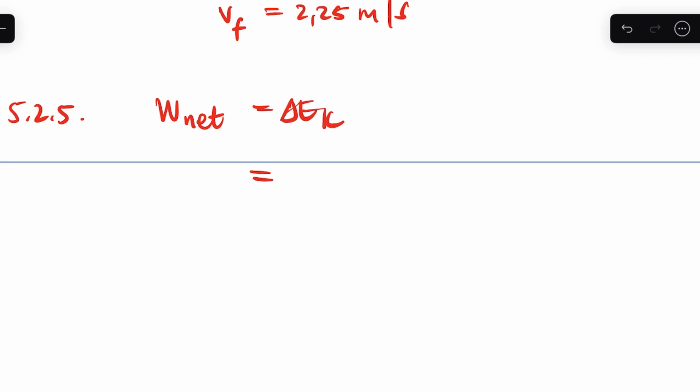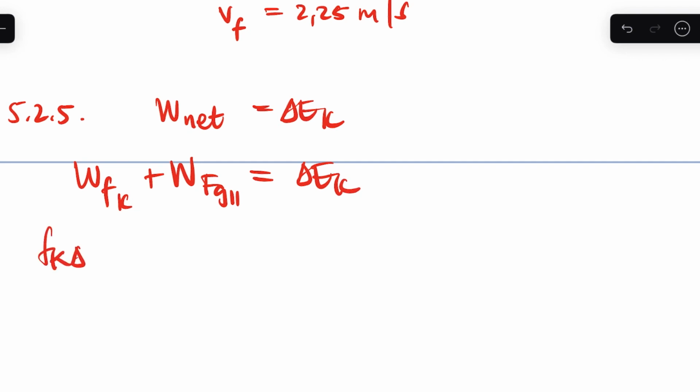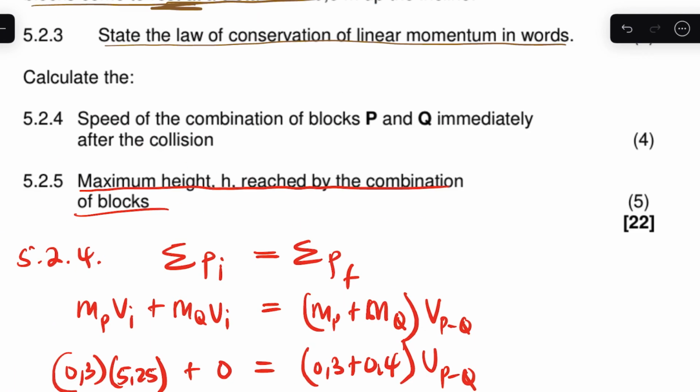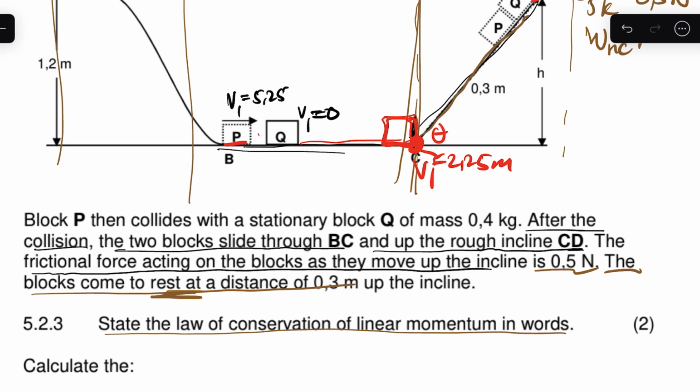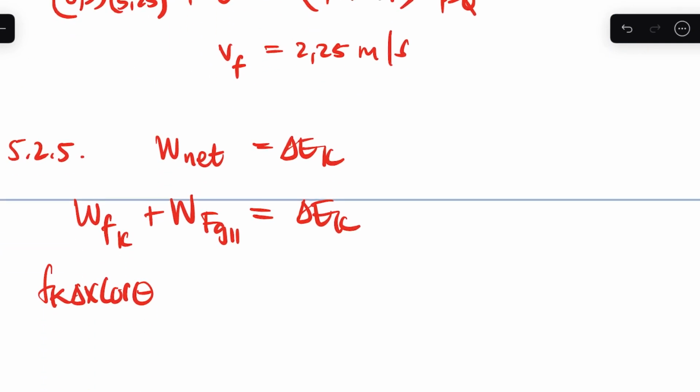I'll show you the other way that you can do it. So the forces that are acting there, guys, it's the friction. So we'll do the work done by friction plus work done by FG parallel is equal to change in EK. So friction is equal to change in x cos theta, and the gravitational force, very important, guys. If you look here, we have no angle, we have no height, and we're given the displacement only, so we can't use the FG parallel.